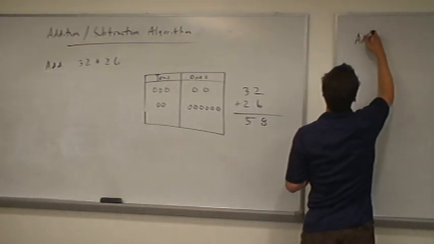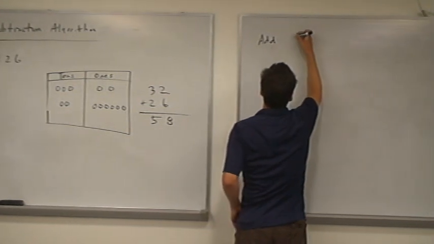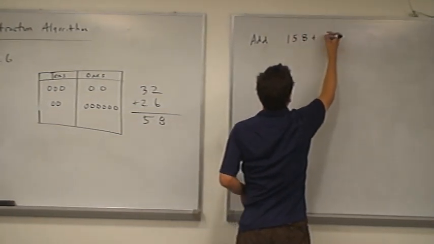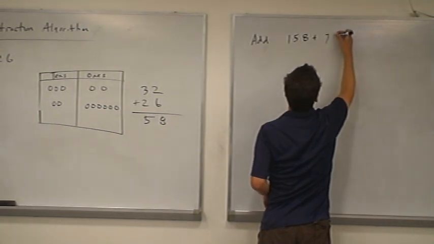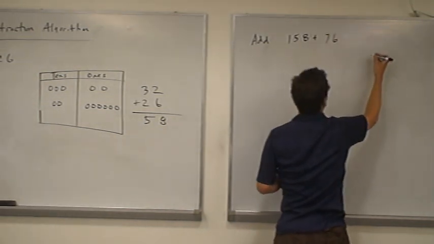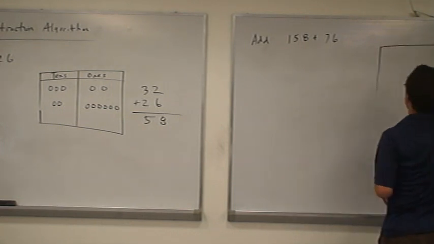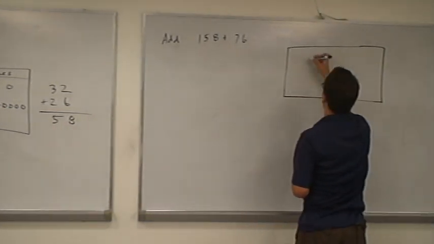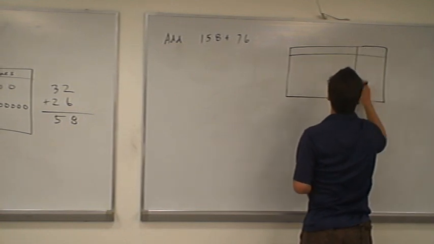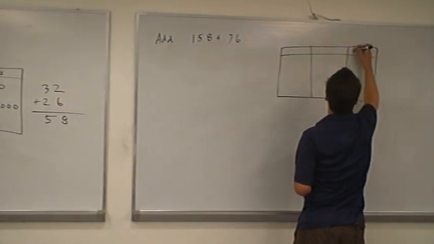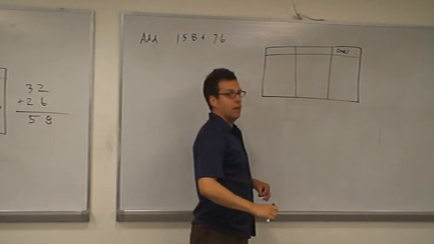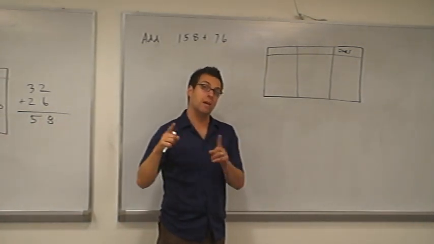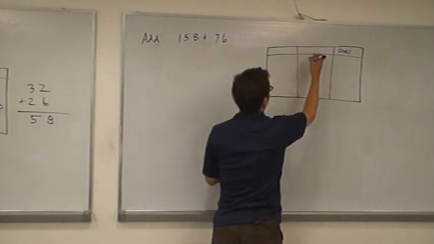So suppose we wanted to add, let's say, 158 plus 76. You can see just from the numbers I've chosen that this problem is going to involve some regrouping. So we are going to have to recall our conversation on place value, and the rule of base 10 that we discussed: 10 of one denomination makes one of the next higher denomination.